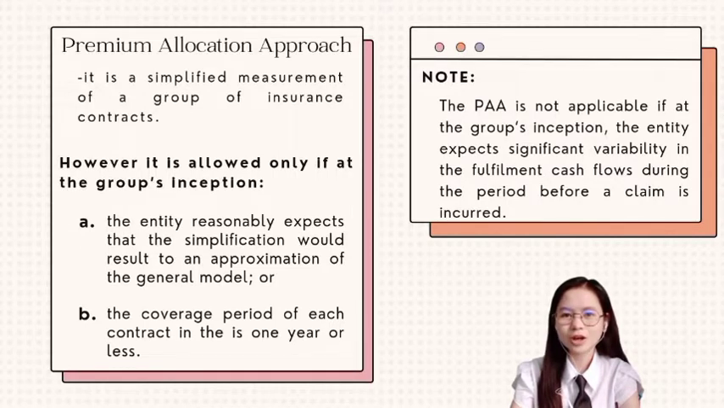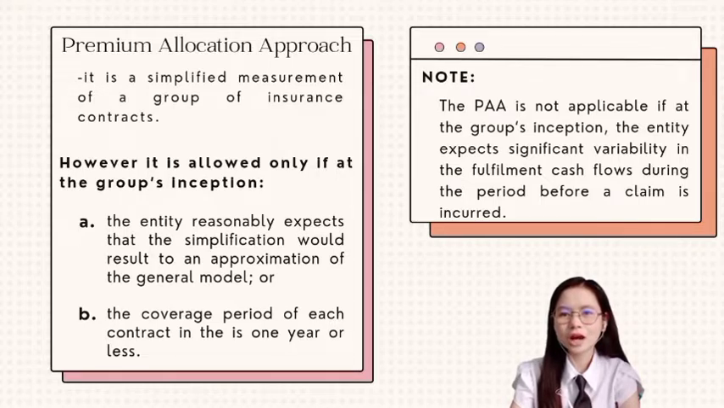Where, at the inception of the group, an entity expects significant variances in the future cash flows during the period before a claim is incurred. Such contracts are not eligible to apply the premium allocation approach. Using the premium allocation approach, the liability for remaining coverage shall be initially recognized as the premiums, if any, received at initial recognition minus any insurance acquisition cash flows.